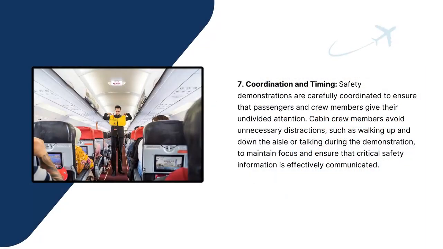7. Coordination and timing. Safety demonstrations are carefully coordinated to ensure that passengers and crew members give their undivided attention. Cabin crew members avoid unnecessary distractions, such as walking up and down the aisle or talking during the demonstration, to maintain focus and ensure that critical safety information is effectively communicated.